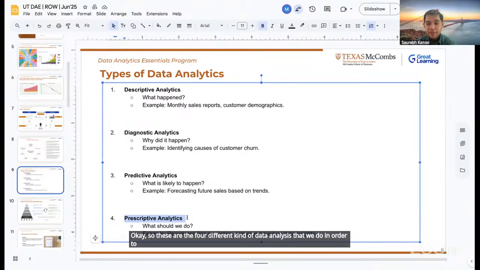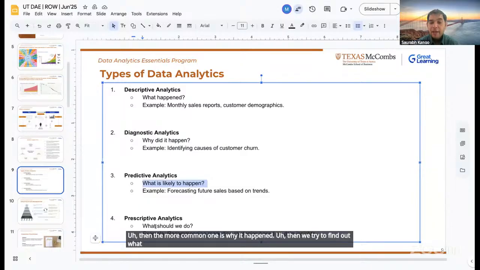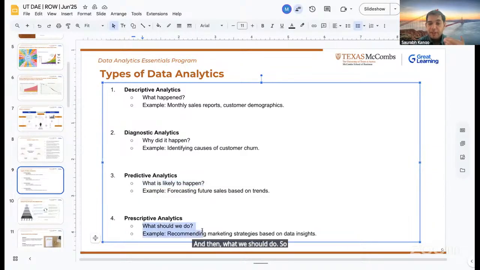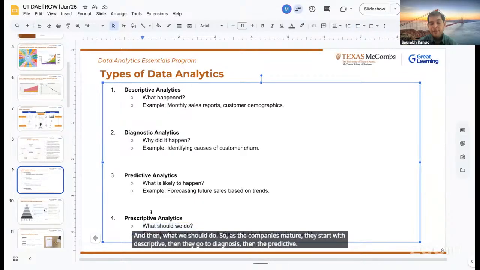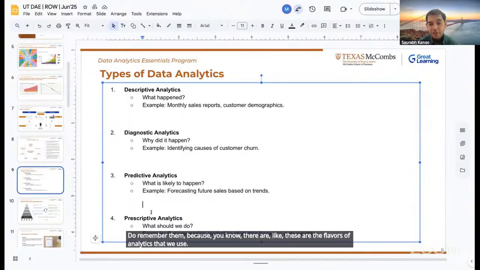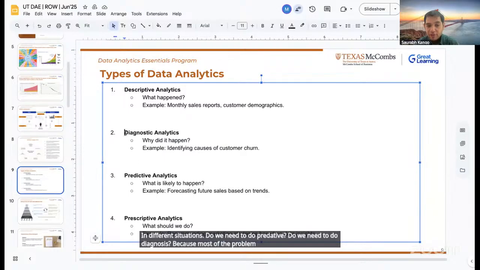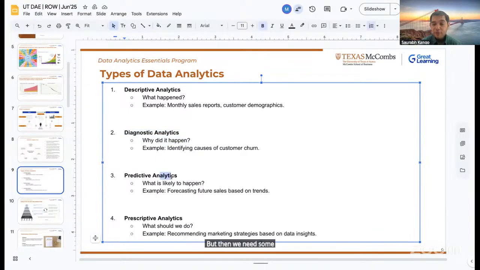Okay, so these are the 4 different kinds of data analysis that we do in order to help the businesses make decisions. The most common one is what has happened. Then the more common one is why it happened. Then we try to find out what is likely to happen and then what we should do. So as the companies mature, they start with descriptive, then they go to diagnosis, then the predictive, and then the prescriptive. Okay, are these 4 terms making sense? Do remember them because these are the flavors of analytics that we use in different situations. Do we need to do predictive? Do we need to do diagnosis? Because most of the problems can be solved using diagnosis. But then we need some prediction. So we need to do some predictive analytics.